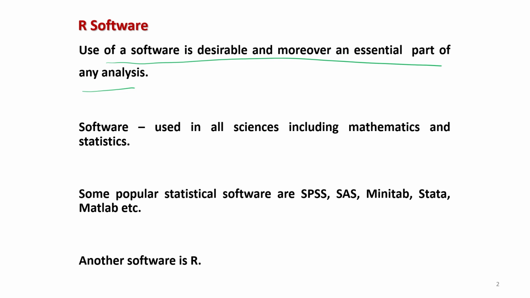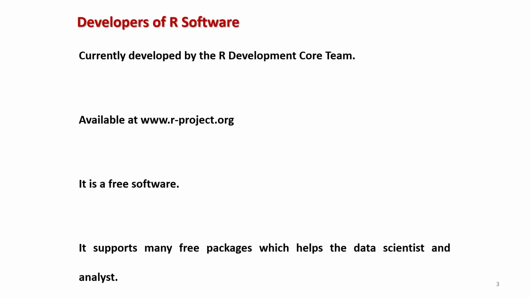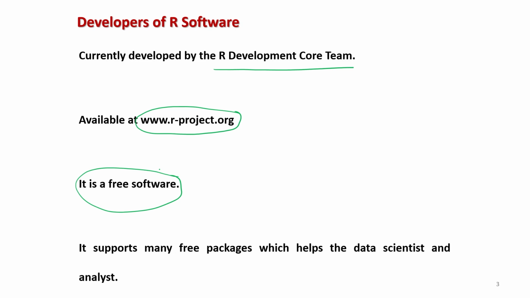So softwares are used in all sciences, including mathematics and statistics. And in statistics and mathematics also, there are different popular software like SPSS, SAS, Minitab, Stata, MATLAB, etc. Similar to them, we have one more software which is called the R software. This R software is developed by the R development core team and this is freely available at this website www.r-project.org. And one good thing about the R software is that it is a free software. You don't have to pay anything for it.